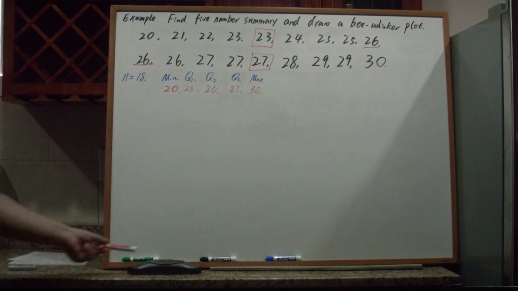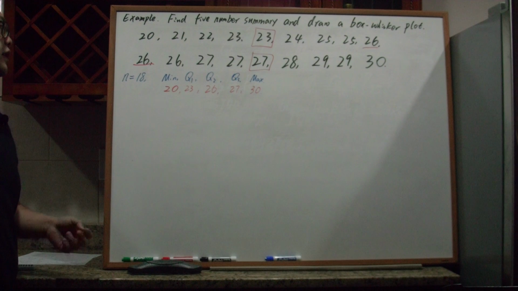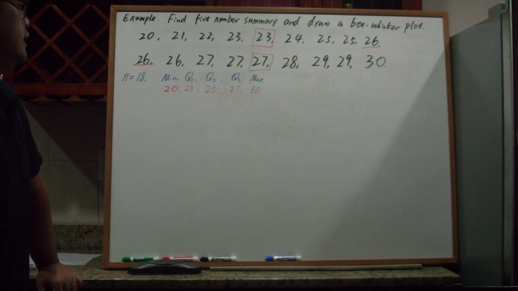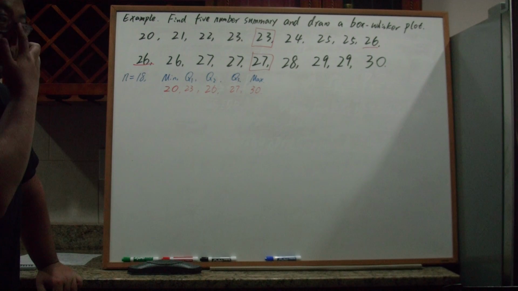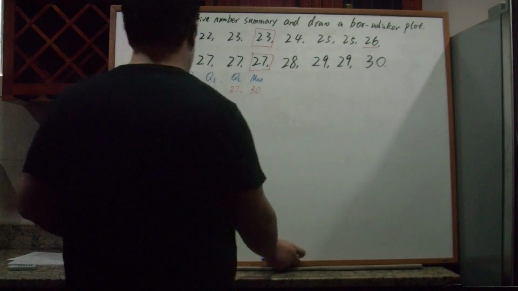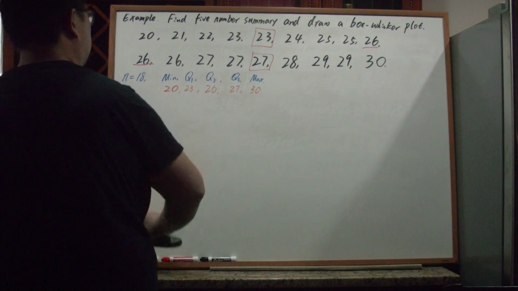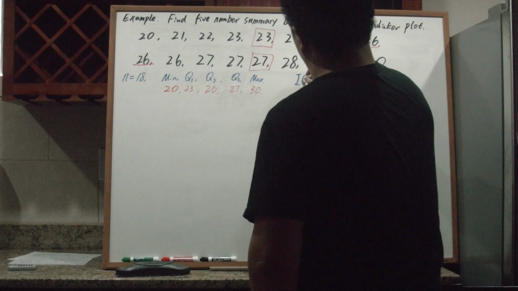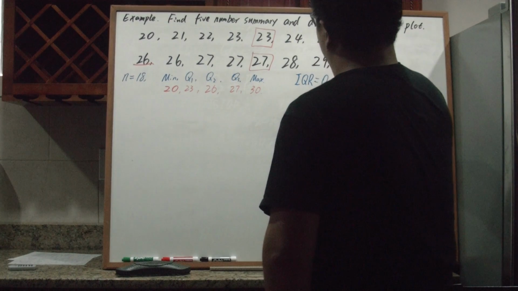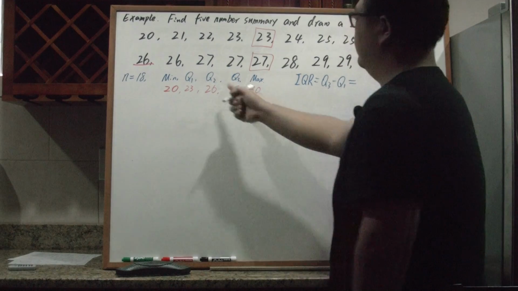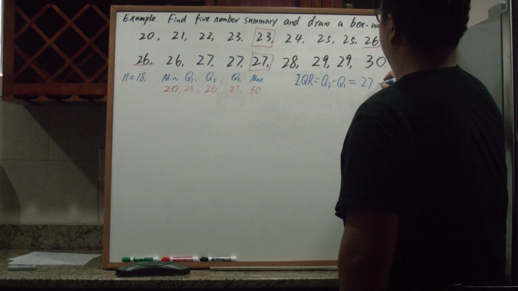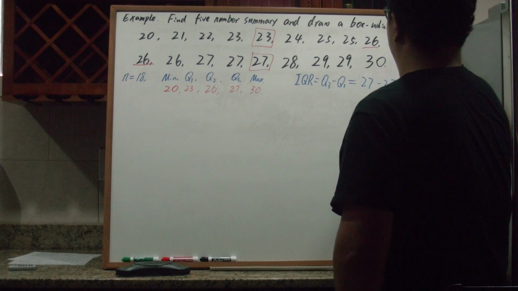The next thing is the box whisker plot. The box whisker plot tells us not only the 5-number summary, but we may also use the fences, which the interquartile range is used to determine. The interquartile range is the third quartile minus the first quartile, that's 27 minus 23, which is 4.